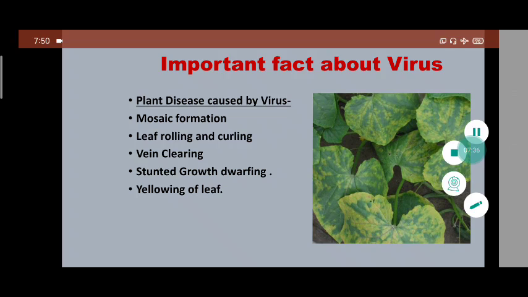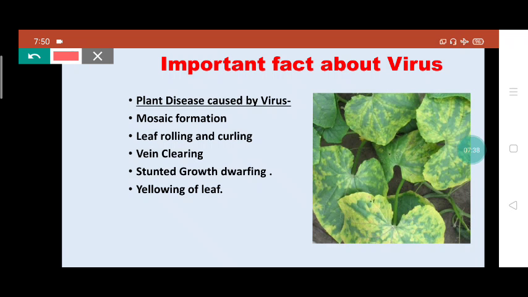Okay, and an important fact: viruses can also cause disease in plants. Like you are observing here, this yellowing of the leaf is just because of virus infection. Sometimes the fruits or vegetables become coiled, and that is also because of virus infection. Even plant height decreases, or stunted growth, and that is also caused by the virus. So a virus can cause anything. Mosaic formation is also caused by the virus in some plants.